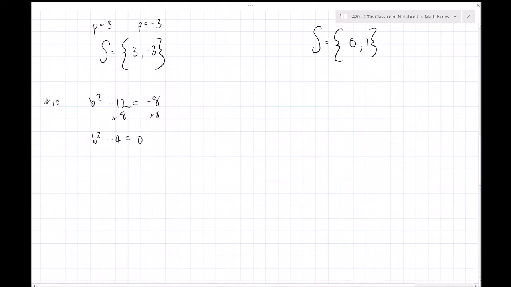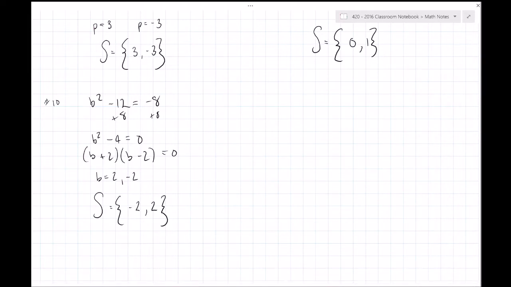That's a difference of two squares. Therefore, it factors into conjugate binomials. We have b plus 2, b minus 2. And we're going to end up then with b is equal to 2, negative 2. The solution set is negative 2, 2. The convention would be to write the values in the solution set in order of increasing size, from the smallest to the largest. We're going to skip ahead now to problem 14.